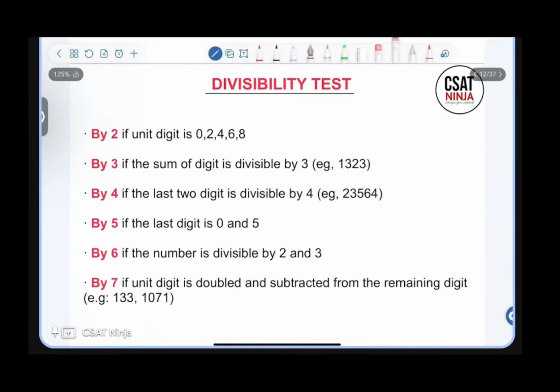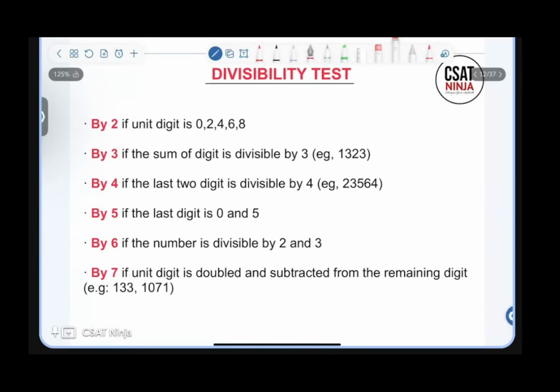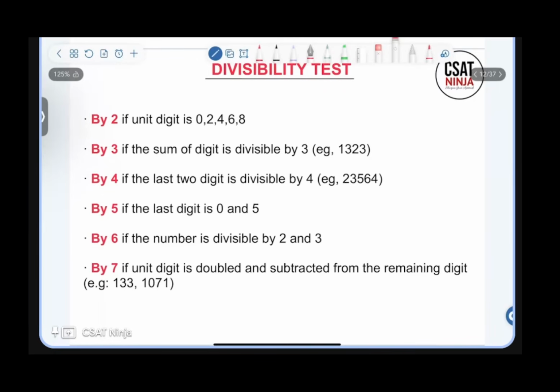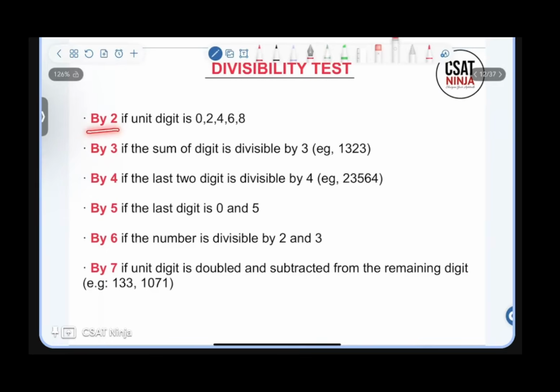So let's go to divisibility rule now. Yeah, when we learn, it's very easy. When we talk about divisibility rule, then in this case, I'll start with 2. We can say that a number is divisible by 2 if the unit digit is, that means if the number is ending by 0, 2, 4, 6, and 8. That's very easy. Let's go to next.